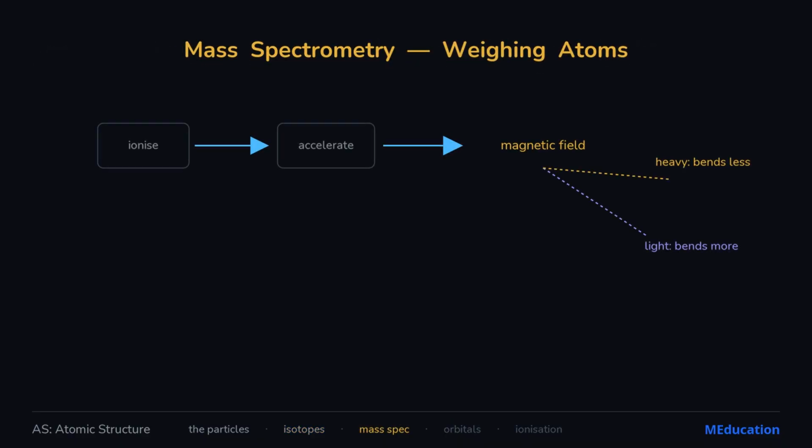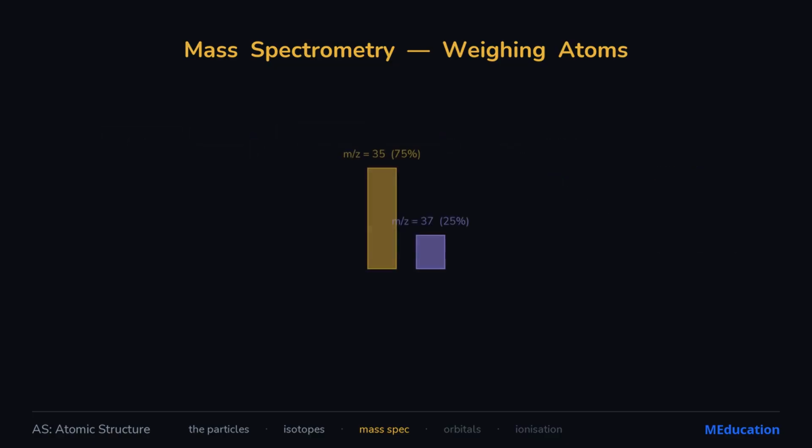So how do we weigh a single atom? Mass spectrometry. The sample is vaporized, ionized into positive ions, accelerated, and then deflected by a magnetic field. Light ions bend a lot, heavy ions barely bend, so the machine sorts them by mass and counts how many of each arrive. Out comes a spectrum of peaks.